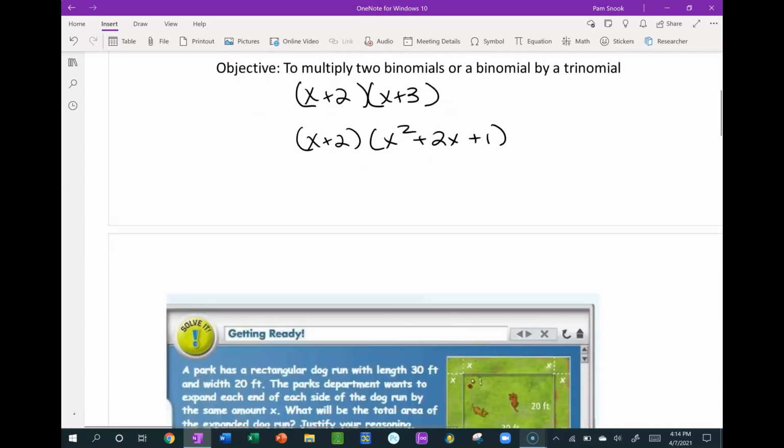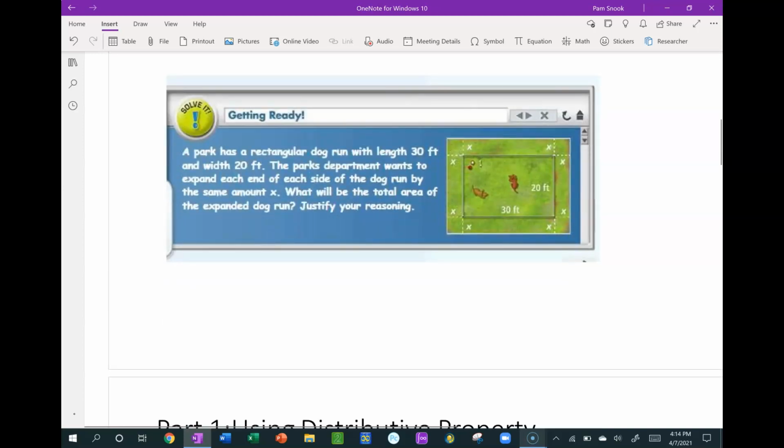So let's go ahead and do our first problem. We have a park that has a rectangular dog run with length of 30 feet and width of 20 feet. And the parks department wants to expand each end of each side of the dog run by the same amount, x. What will be the total area of the expanded dog run? So for the area of a rectangle, we know that that is length times width.